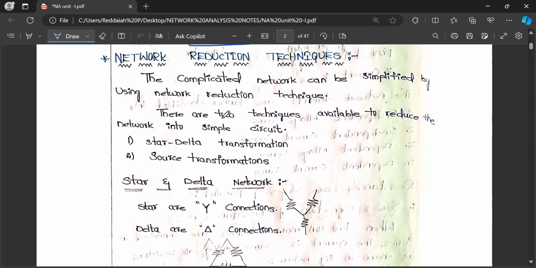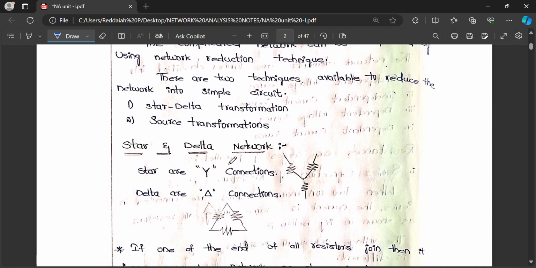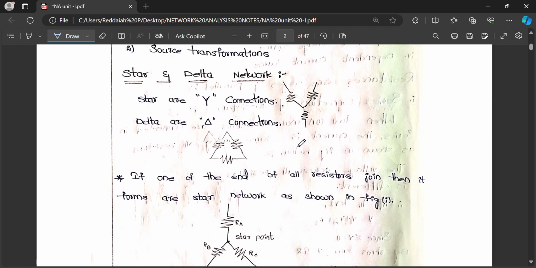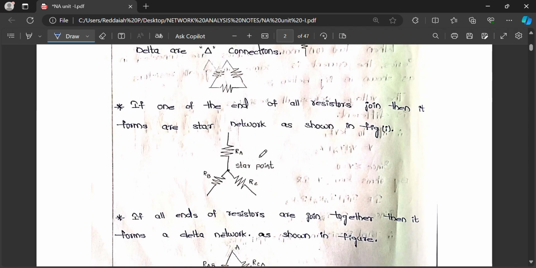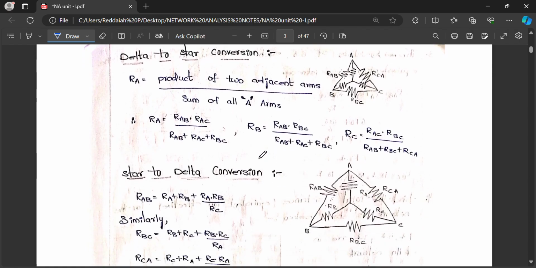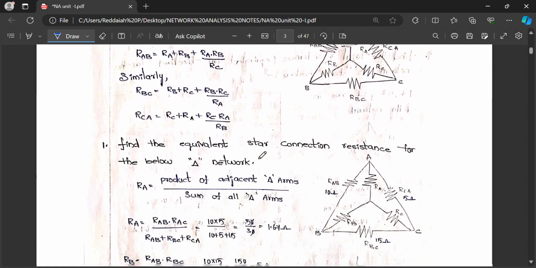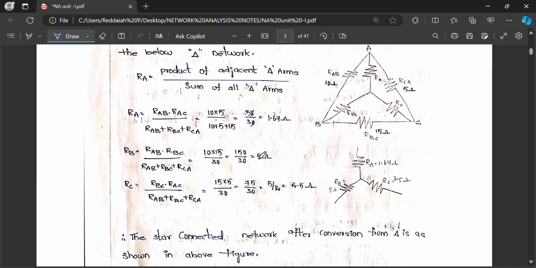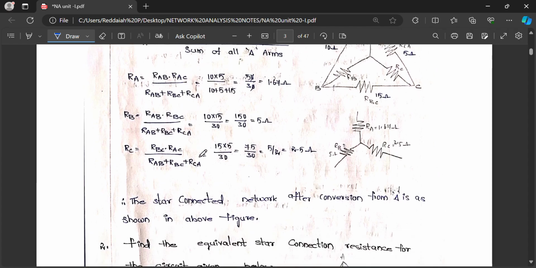How to reduce a network? What are the various network reduction techniques available? Those are star delta transformation and source transformation. Star delta transformation we have already seen: how to convert a star network into a delta network, and a delta network into a star network. We already made a video, you can see it. Similarly, delta to star connection also we made a video; you can see the link in the description or from the playlist.